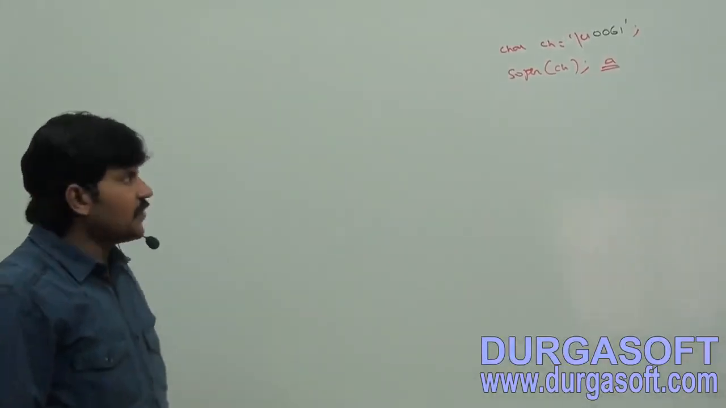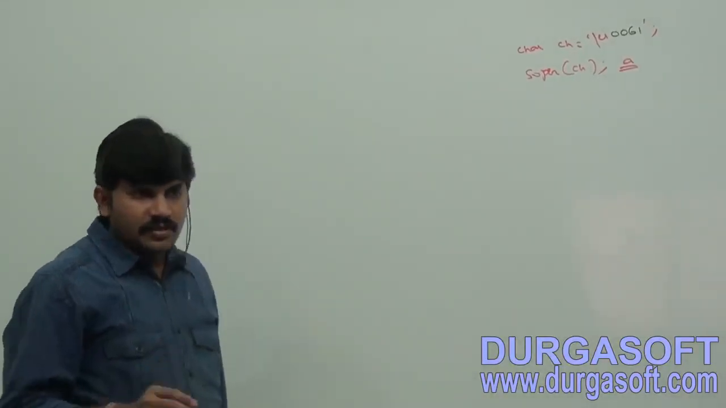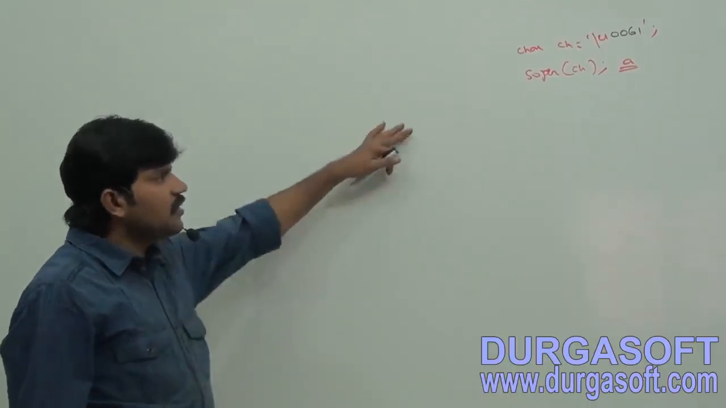SOP of ch itself is the A like this. Clear, right? Okay. Next up. So this is the third way.